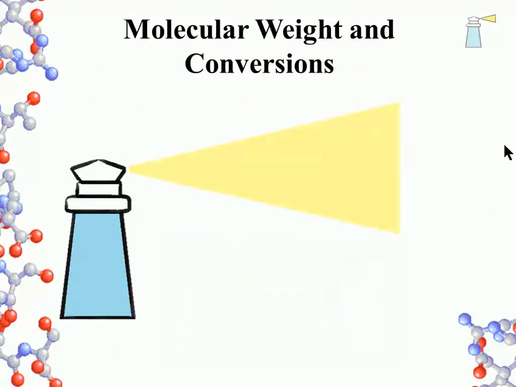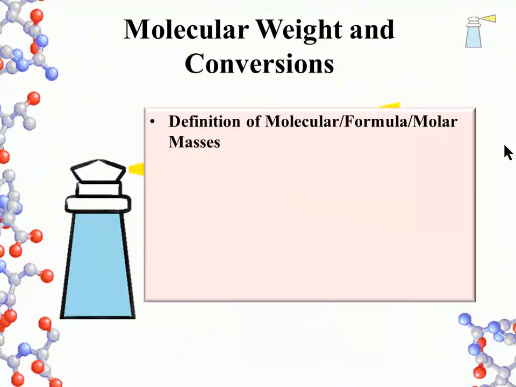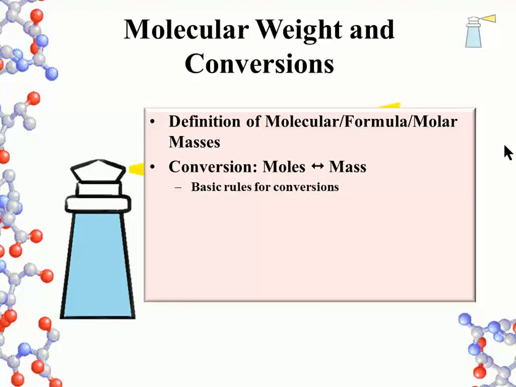The lecture begins with a brief review of the definitions and principles of molecular weight, formula weight, and molar mass. Then it is on to conversions between moles and mass and basic rules for these conversions. These rules are based on generating unit factors from the definition of molecular and formula weights. Several examples are shown.